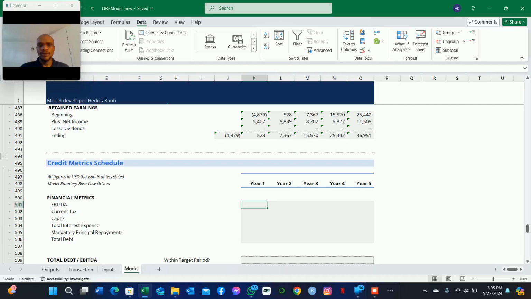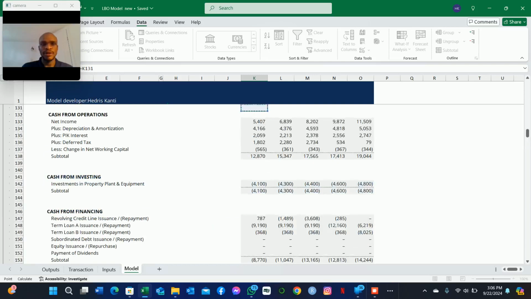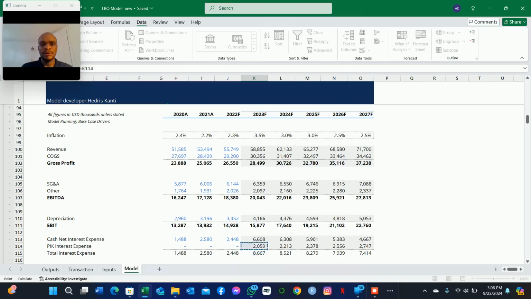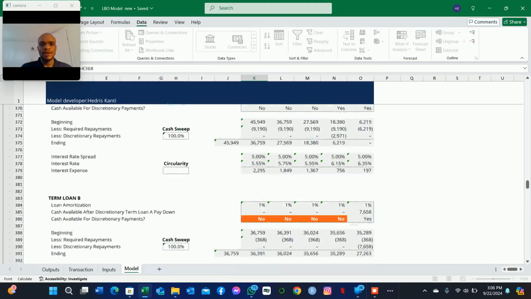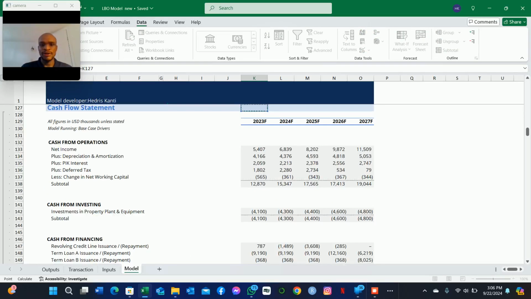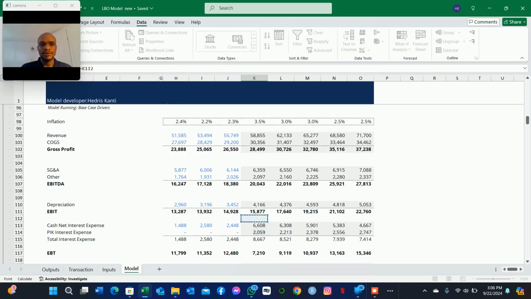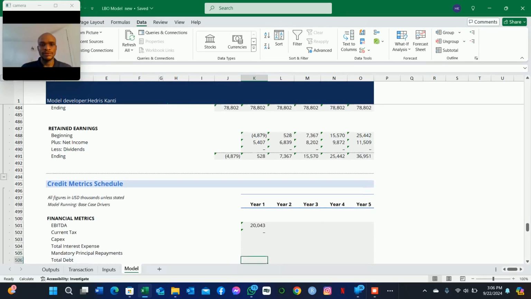So we want to reference some very important metrics from our financial statements. The first we're going to reference here is going to be EBITDA, earnings before interest, taxes, depreciation, and amortization. So we have it right here. And then our current taxes, that is our cash taxes. We have to reference that from our income statement. So we have our current tax there in place.